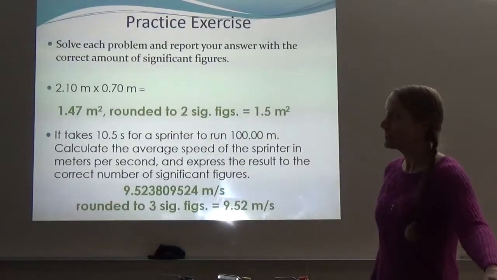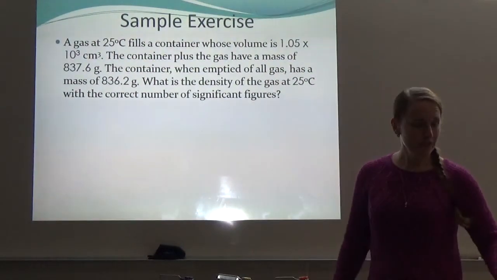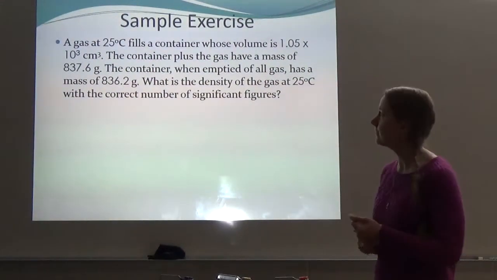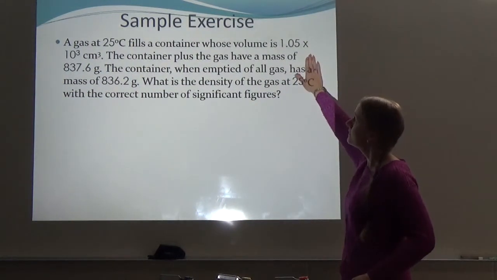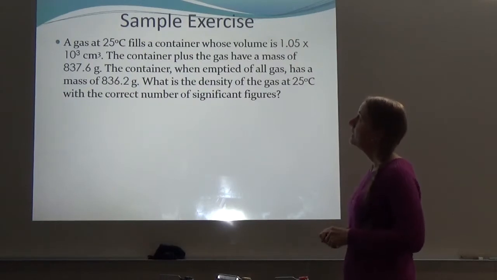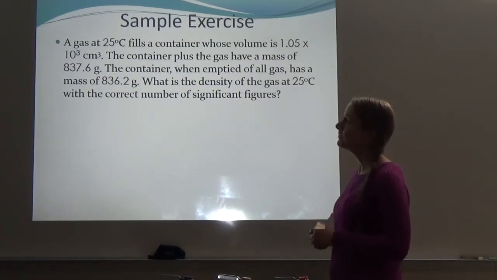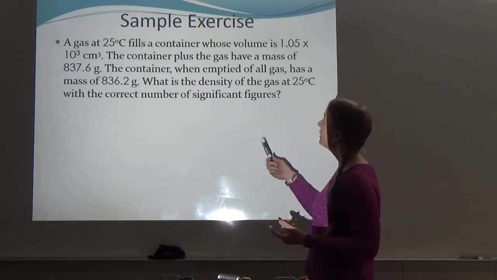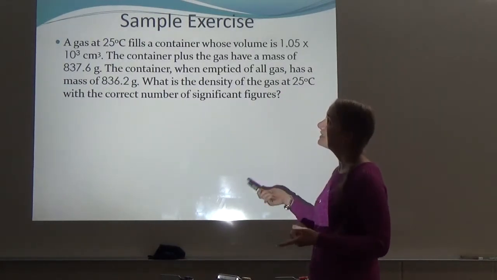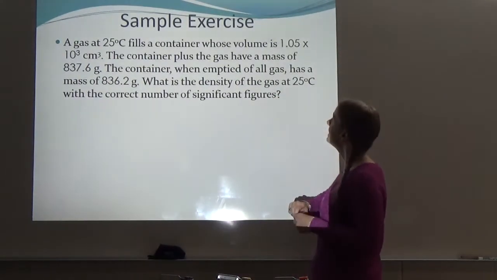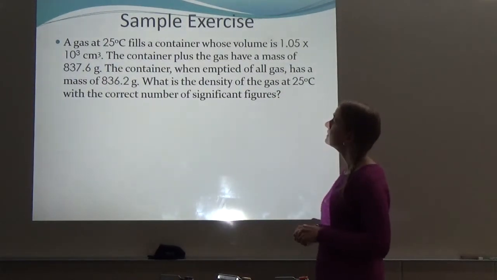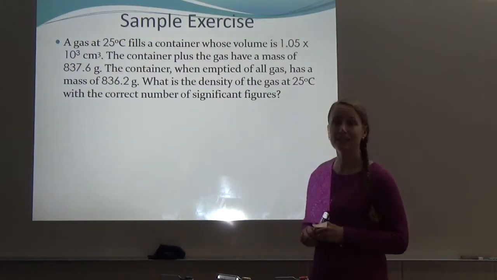So there's my answers. The next one says, a gas at 25 degrees Celsius fills a container whose volume is 1.05 times 10 to the 3 centimeters cubed. The container plus the gas have a mass of 837.6 grams. The container, when emptied of all gas, has a mass of 836.2 grams. What is the density of the gas at 25 degrees Celsius with the correct number of significant figures?